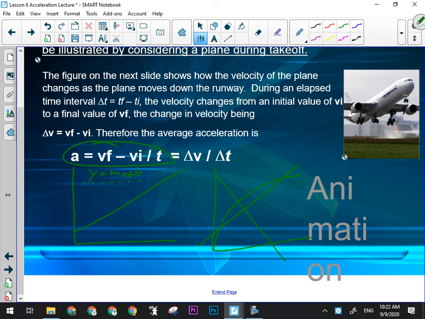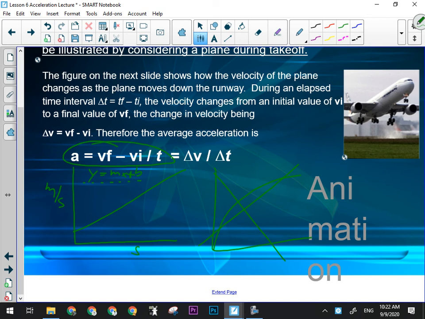Now, that means that on this graph, if I've got meters per second and seconds here, what part of this line will be the acceleration? Y, m, x, or b? M. Remember, acceleration is the change in velocity. Velocity is on the y-axis here, over time. X is time.